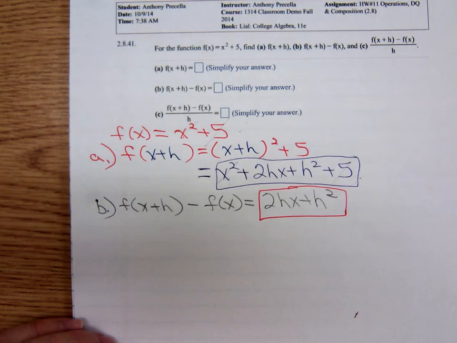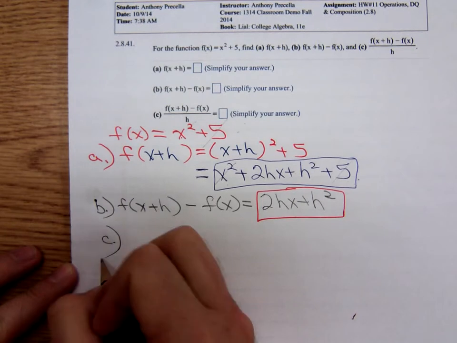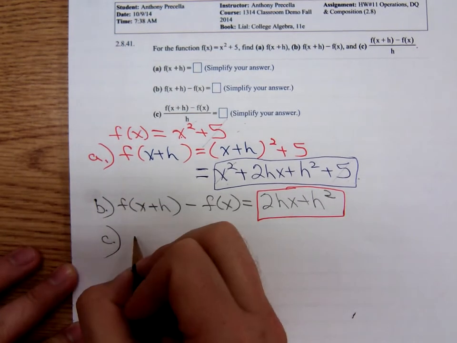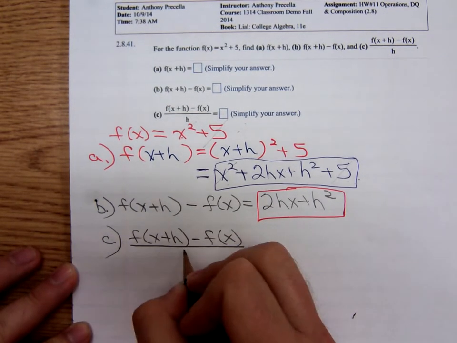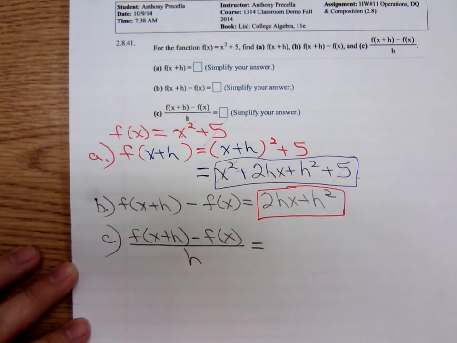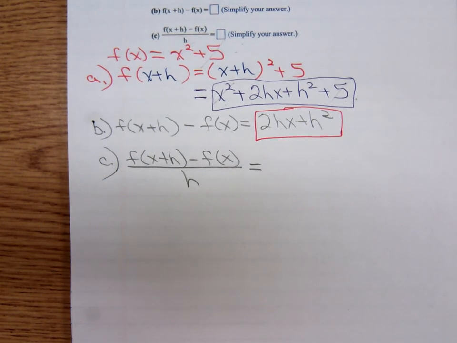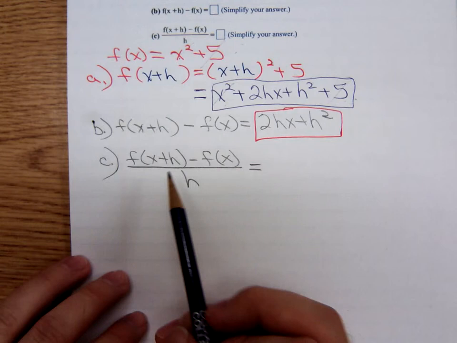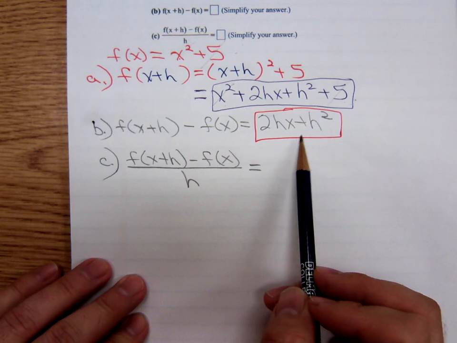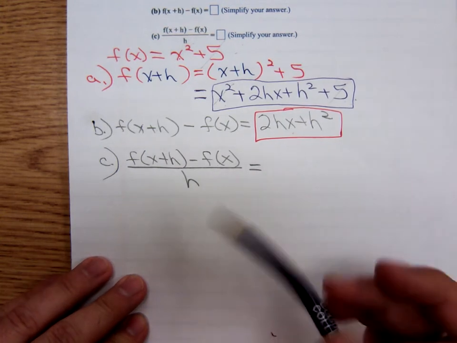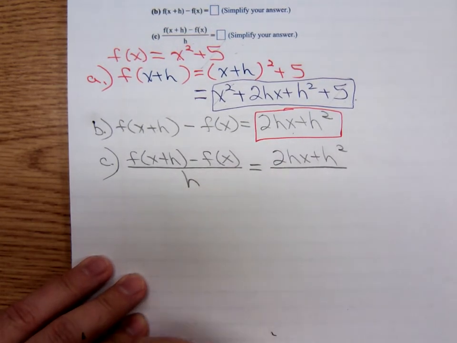And finally, part C. They want us to find f of x plus h minus f of x all over h. Let me move that up. F of x plus h minus f of x, that numerator is what we just found there in part B. So really they're saying take the answer you have in part B, 2hx plus h squared, and divide it by h.